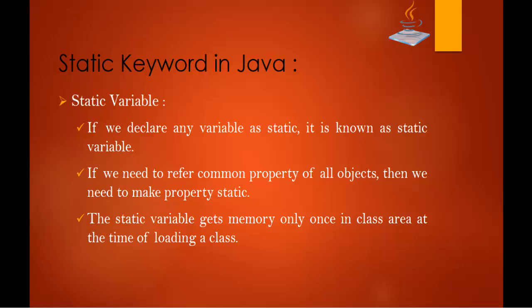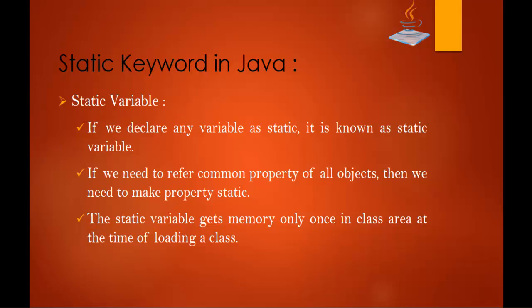If I use the static keyword with a variable, then that variable is called a static variable. If we need to refer to a common property of all the objects, suppose we have a class with a property whose value is common to all the objects I create, then I should make that variable static. The static variable gets memory only once in the class area at the time of loading the class. Without wasting much time, let me show you the advantage of using a static variable.